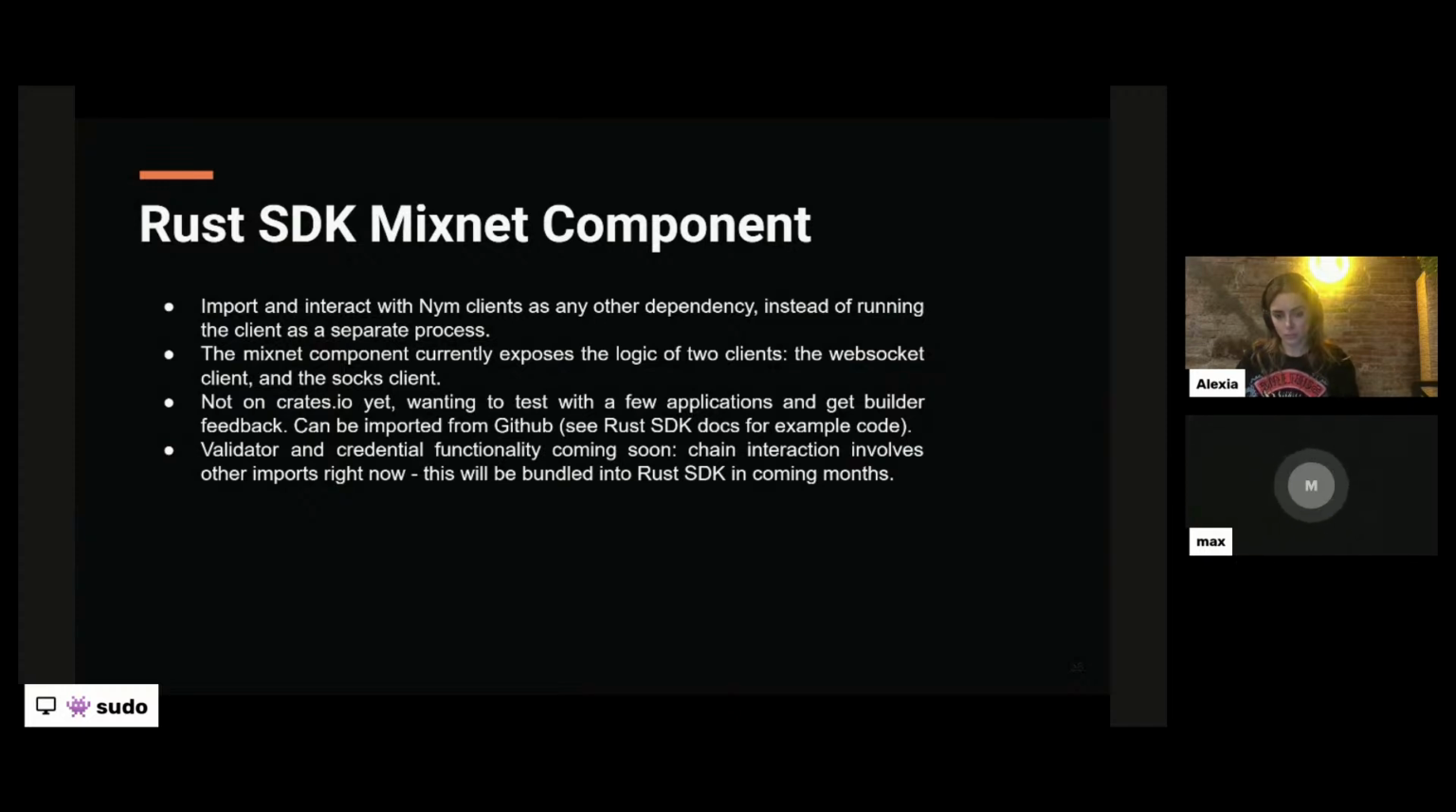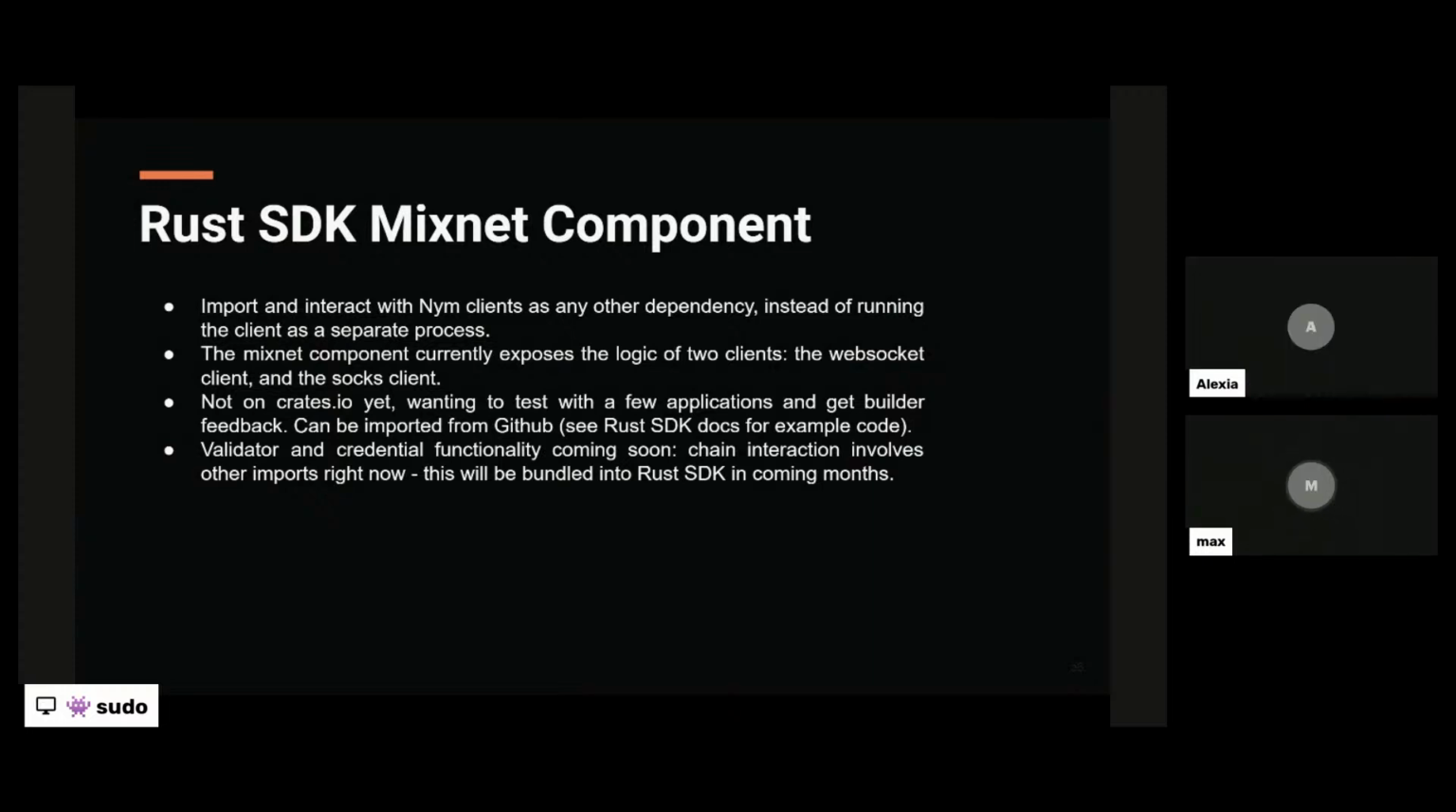So Crates.io, for non-Rust developers who are listening, I assume Rust devs know this as well, is basically where Rust's dependencies, which it calls crates, are listed. Crates.io is essentially a library that details the different dependencies that exist and where you can import them from, right? So the SDK isn't on Crates.io yet.